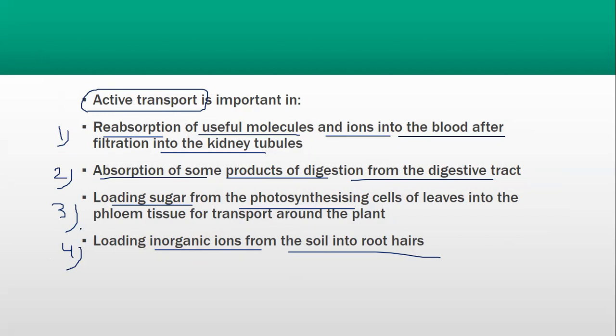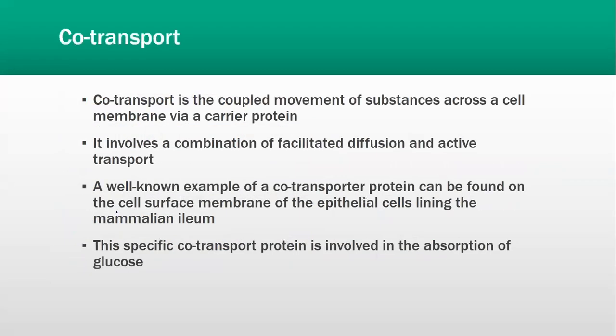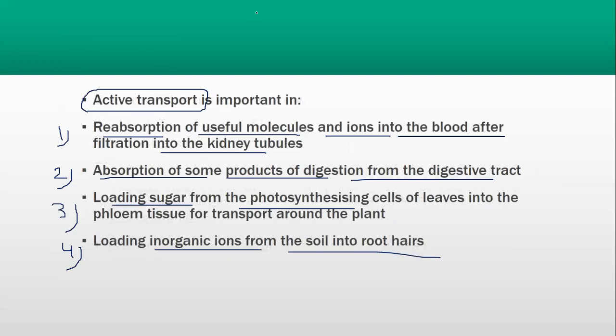क्योंकि plant already has a high concentration of ions, but we still need more from the soil. Soil में low concentration होती है, and still we absorb more and more ions from the soil into the root hairs due to its high surface area as well. So this is what we know about active transport.